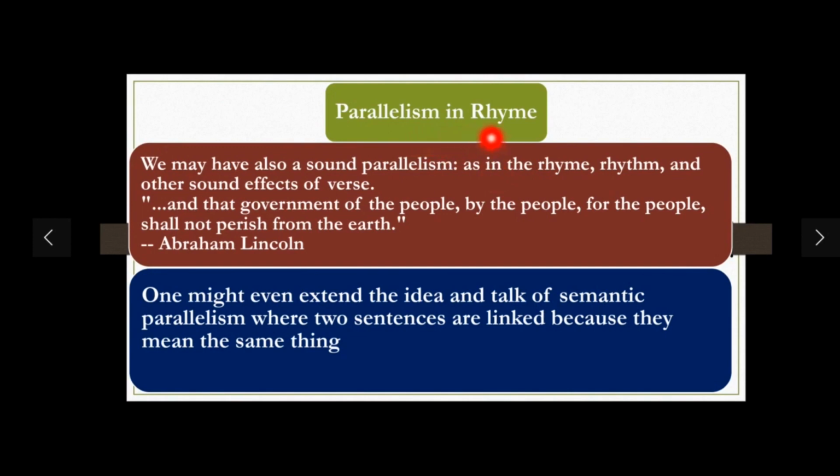Parallelism in rhyme. As we discussed in an earlier slide, we also use parallel structure in sound. For example, we may have a sound parallelism as in rhyme, rhythm, and other sound effects of words. And that government of the people, by the people, for the people shall not perish from the earth. You can see when Abraham Lincoln says in his speech that government of the people, by the people, for the people, we have the same sound structure. The same sound structure is repeated. Now, one might even extend the idea and talk of semantic parallelism where two sentences are linked because they mean the same thing.